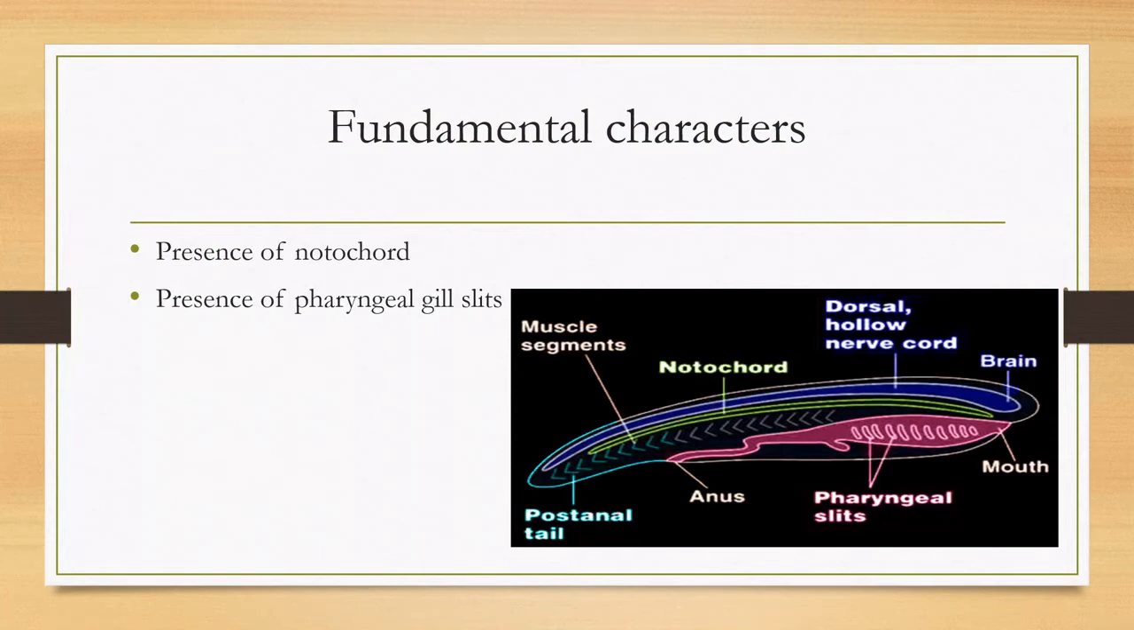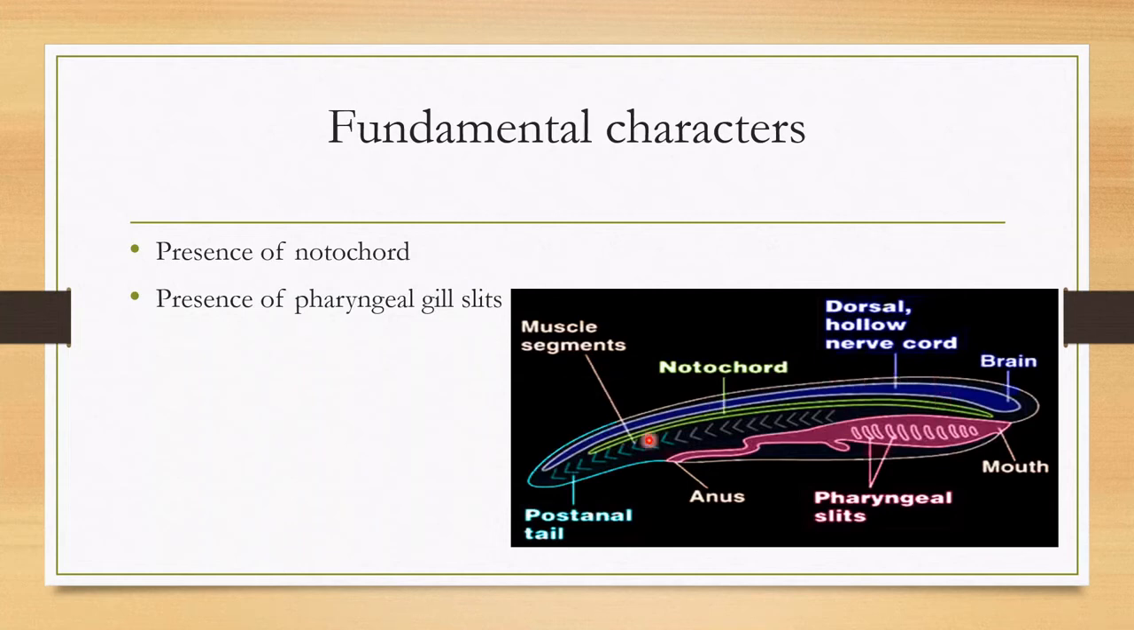Now, let's look at the fundamental characters of chordates. If you see an animal, how will you put it under non-chordate or chordate? There will be some fundamental characters assigned to these animals. If those fundamental characters are present, then these animals are put under the phylum Chordata. The name Chordata comes from the presence of notochord. Because of the presence of notochord, this group of animals comes under the phylum Chordata. So one of the main fundamental characters of chordates is the presence of notochord.